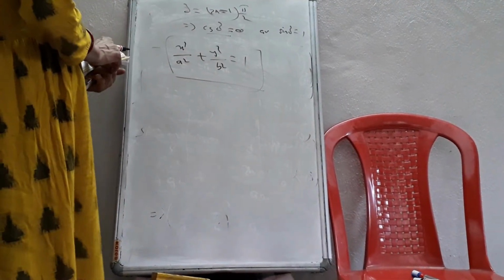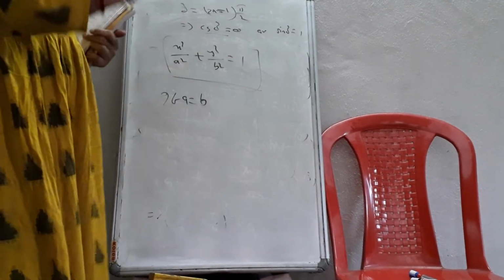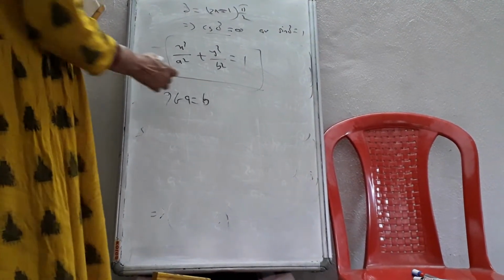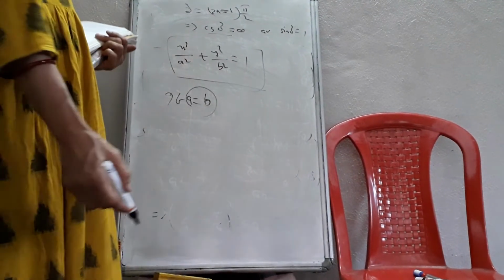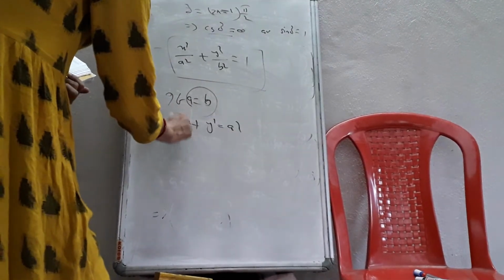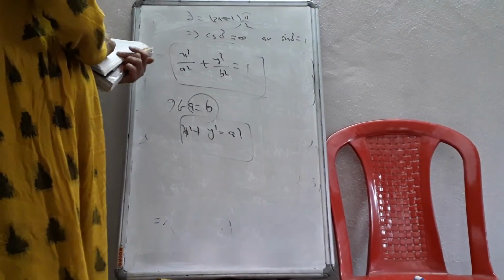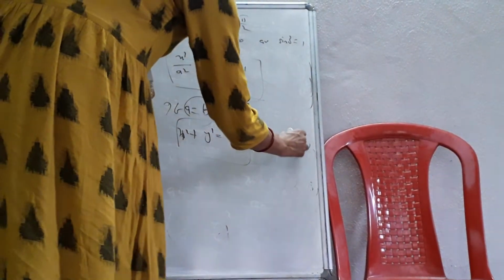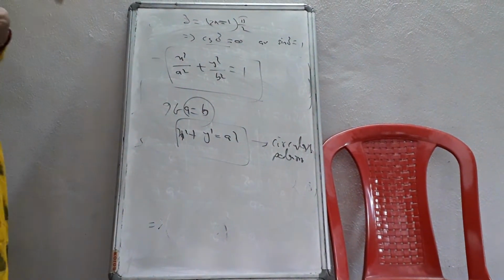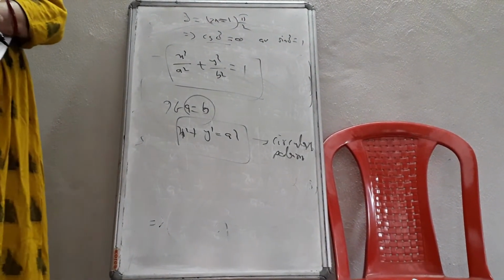Then a special case: if A equals B, where A and B are the amplitudes of vibration of the two superposing light waves, so if their amplitudes are equal, then this equation becomes x square plus y square equals a square, which is the equation of a circle. So in this case, what will we get? The emergent light is circularly polarized.